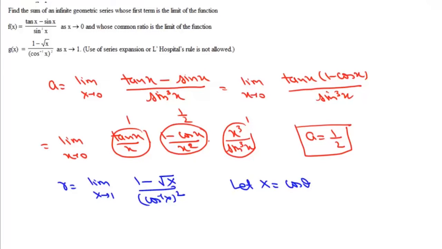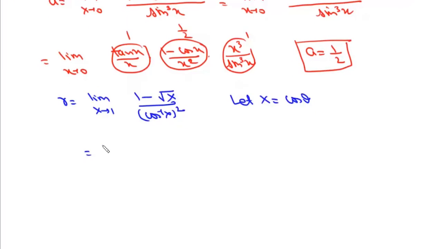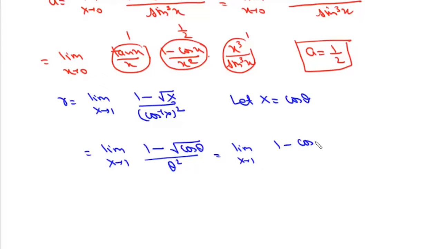Now if we take x as cos theta, then we can write this as limit x tends to 1, 1 minus under root of cos theta upon cos inverse of cos theta, which is theta, so it will be theta square. We'll write this, if we rationalize, as 1 minus cos theta upon theta square into under root of 1 plus cos theta. Now this is 1 by 2 and it is also 2. So value of r is 1 by 4. So once we have a and r, we can find sum of this infinite GP.